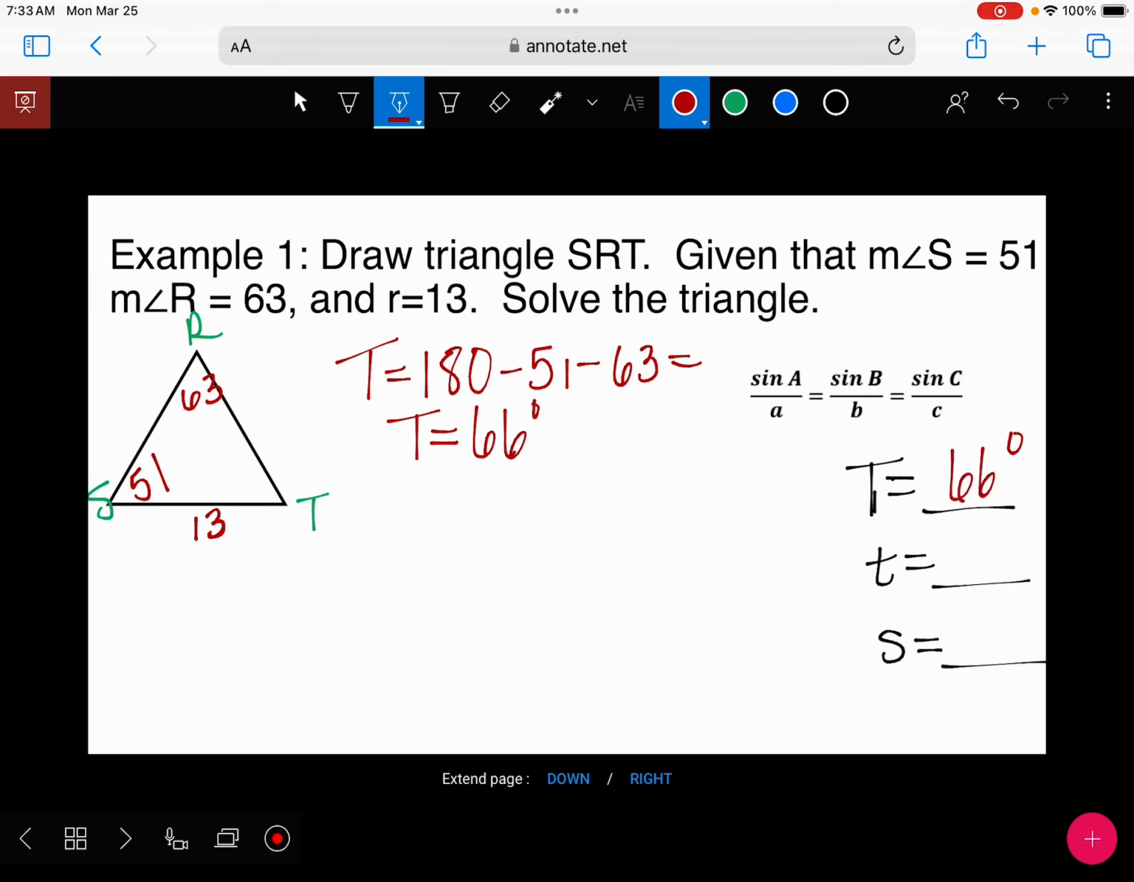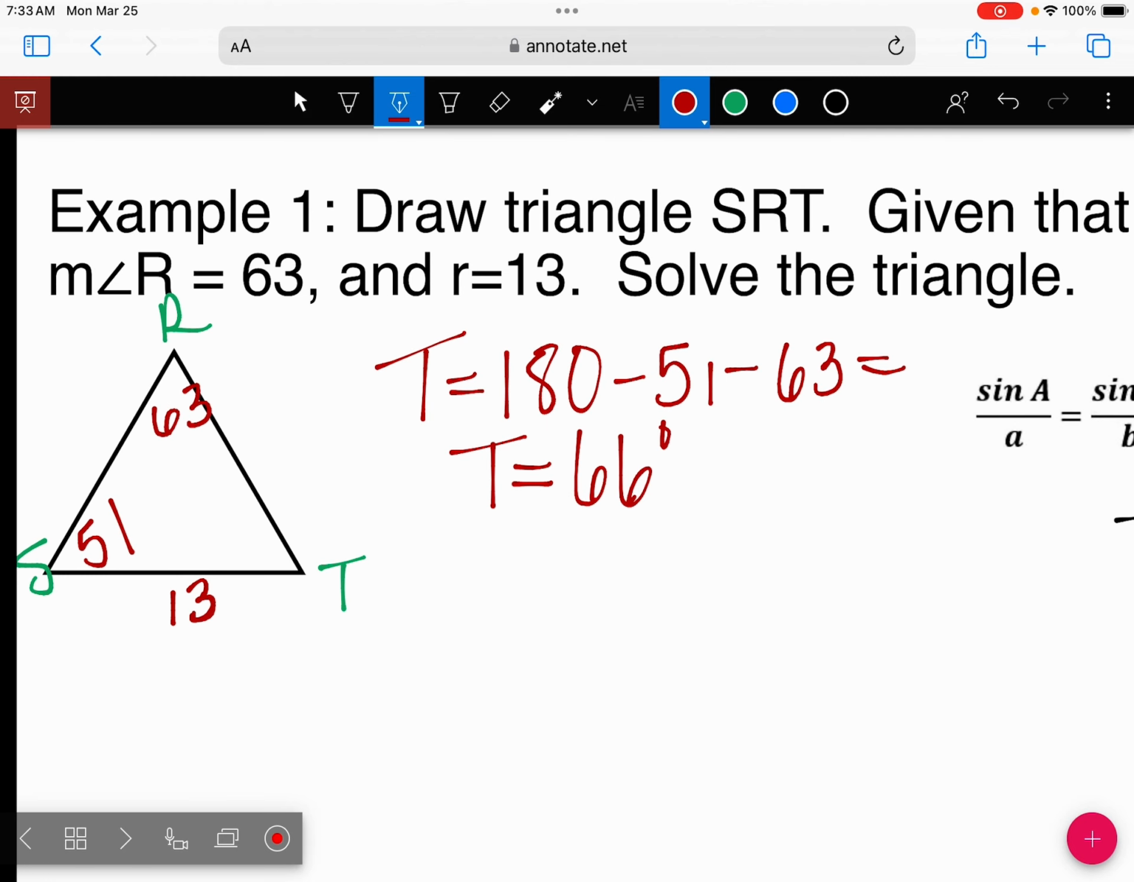Okay, so now to find little t and little s, we can't use regular sine, cosine, tangent because it's not a right triangle. We need a pair. And by pair, I mean in order to do the law of sines, you need to know an angle and side pair. So do you see how we know big R and little r? Because we know big R and little r, we can use the law of sines because that's going to be my anchor.